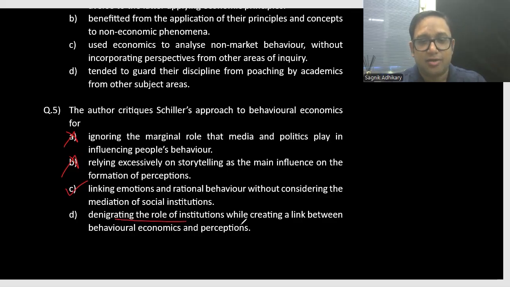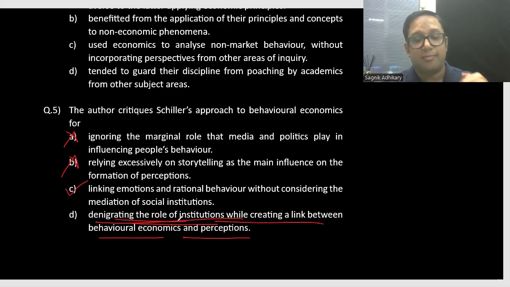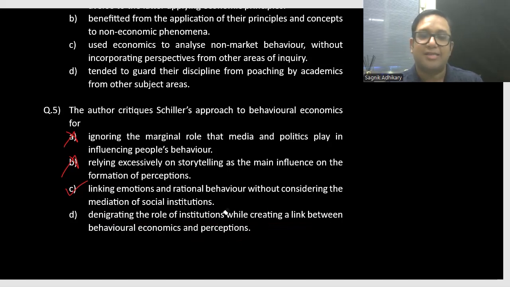D says denigrating the role of institutions while creating a link between behavioral economics and perceptions. Schiller was not denigrating the role of institutions. It was not considering socio-political institutions. There is no aspect of denigration. There's no aspect of insulting or demeaning any institution. It was just something ignored. So D is incorrect. The correct answer is option C. Let us move on to the next passage.